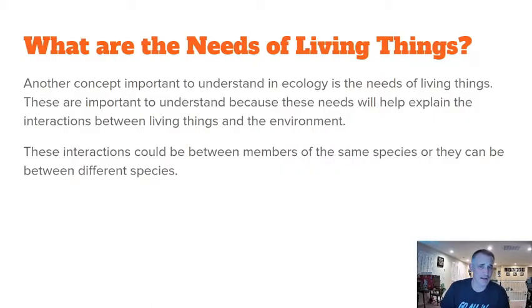Now let's quickly look at some of the basic needs of living things. So another concept that's important to understand in ecology is what living things need. We're going to focus basically on plants and animals for right now, but keep in mind that these needs are going to be there for bacteria and protists and fungus and you name it. They all have certain needs. Now, some of these needs are similar, some may be a little bit different.